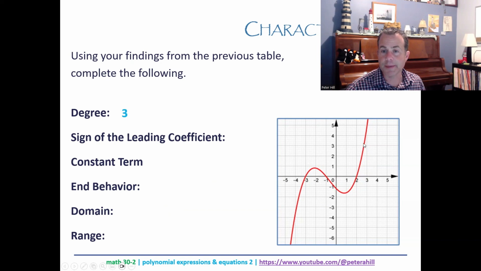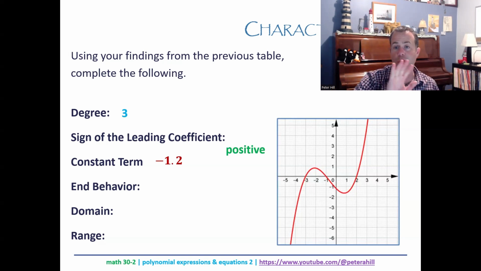Sign of the leading coefficient, I'm ending going up. And because I'm ending going up, that'll be a positive. The constant term, again, it's a little less than -1. If I have really good eyesight, which I don't because I have old man eyes, it looks like it's at -1.2. The end behavior, I end going up and I'm going from quadrant 3 up to quadrant 1.